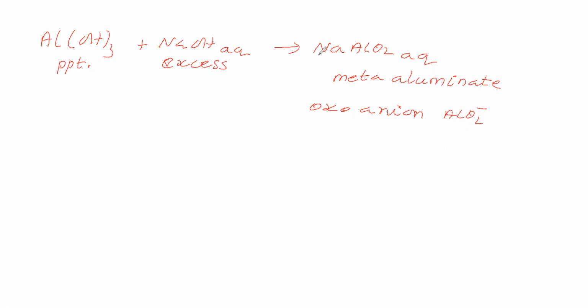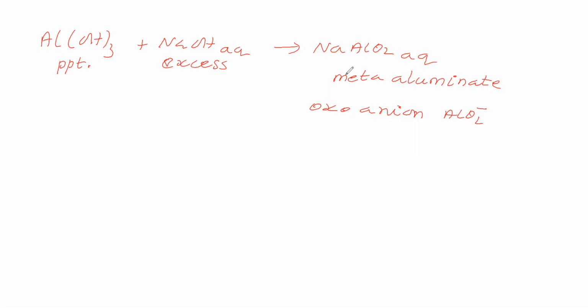In this salt, the cation is sodium ion. Aluminum is in the anionic part, so we are getting an oxoanion. So aluminum hydroxide is a gelatinous white precipitate. This gelatinous white precipitate dissolves in excess of sodium hydroxide due to formation of an oxysalt, that is sodium meta-aluminate. In this sodium meta-aluminate, aluminum is in an oxoanion. Sodium ion is the cation in this salt solution.